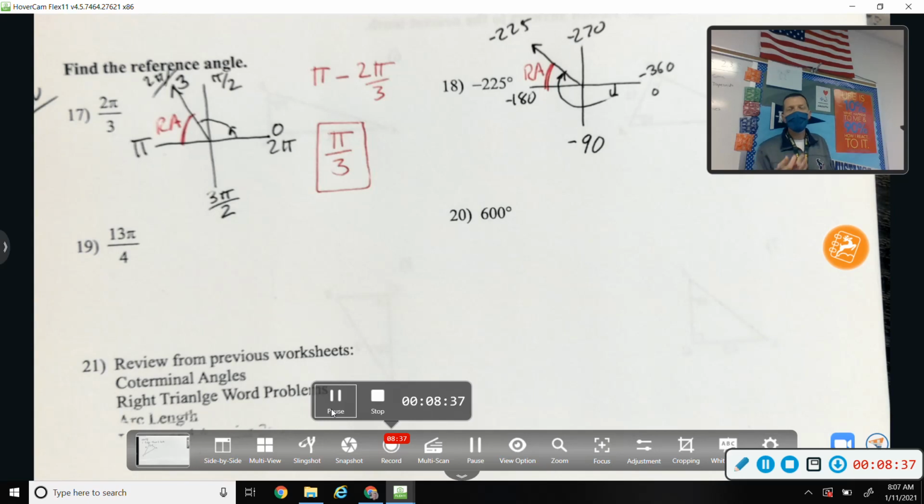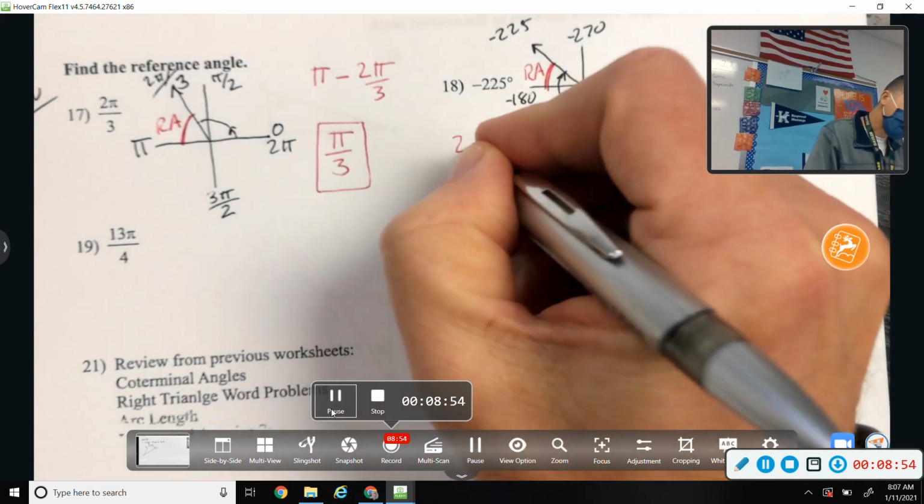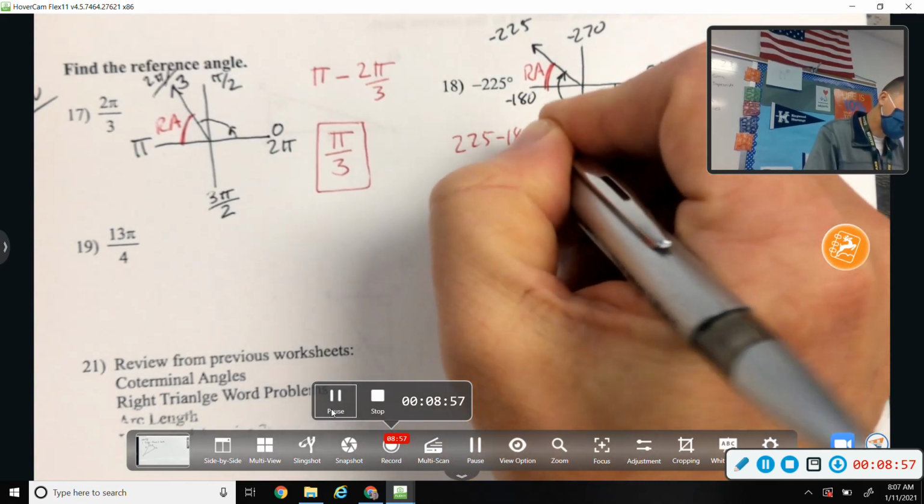So I'm looking at that problem, and I'm not really thinking about negatives. I'm thinking we rotated 225, which was past 180. How much past 180 did we go? Because that'll be our reference angle. 45. So 225 minus 180 is 45.